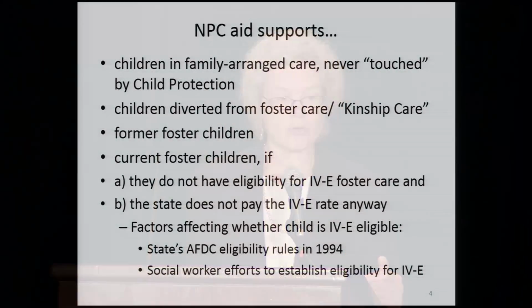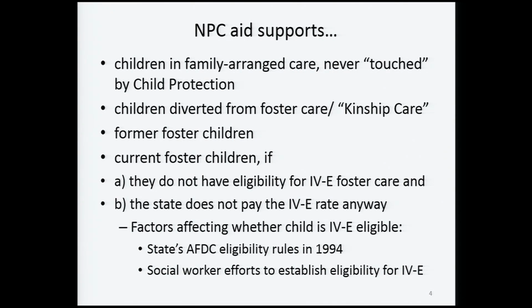So there are no typical child-only uses, but I think that's one way to think about how a family, in this context of limited TANF benefits for adult-aided cases, might use a child-only non-parent caregiver TANF. So to summarize, you can say that NPC aid supports children in family-arranged care who have never been touched by child protection, but it also supports children who have been touched by child protection services but then diverted from foster care. It also has served children who have been former foster care, as well as current foster care children.